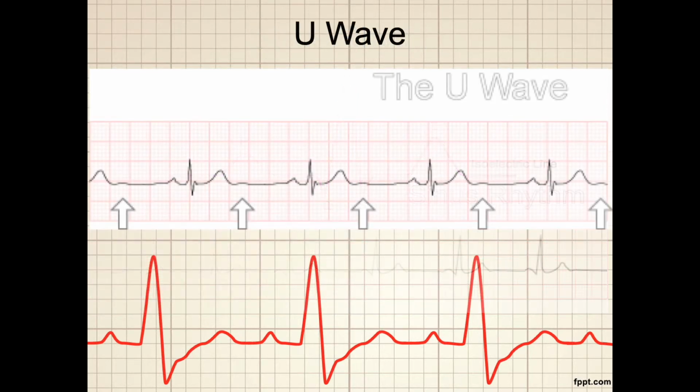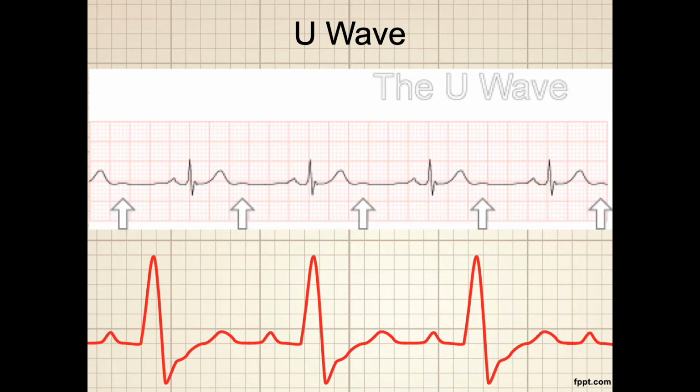Occasionally, you may see a little extra bump after the T wave. That's called the U wave, and it represents late ventricular repolarization. And U waves can either be pathological or non-pathological. That means they could represent something like an old myocardial infarction, or they could just be a benign sign of a heart that is repolarizing a little bit late.